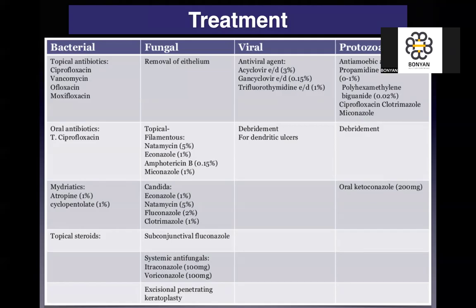Also in candidiasis, you can add natamycin, fluconazole, clotrimazole, and itraconazole. So for filamentous, natamycin and itraconazole are shared between filamentous fungi and candida. With subconjunctival fluconazole, it may help, also systemic antifungals. And finally, if there is no improvement and you find that it's progressing, please consider excisional penetrating keratoplasty, which is called therapeutic or tectonic keratoplasty.